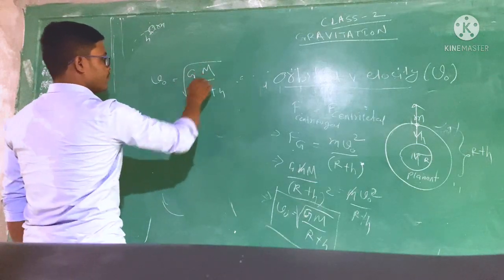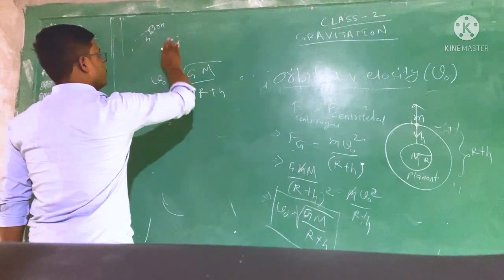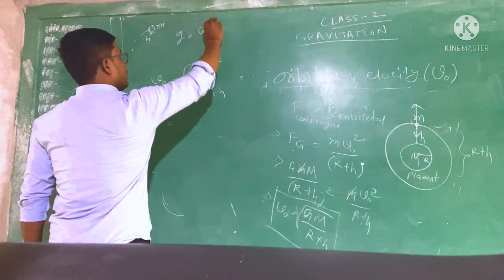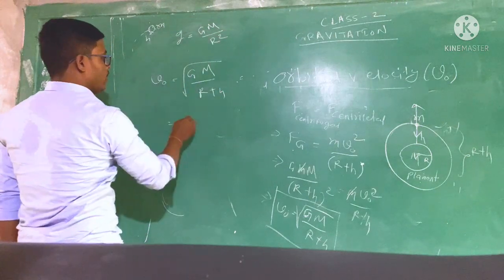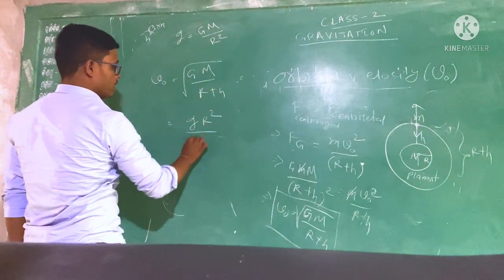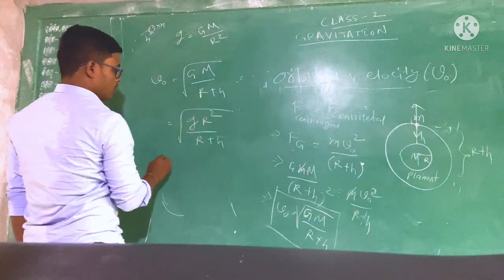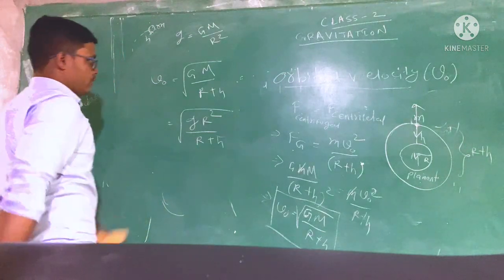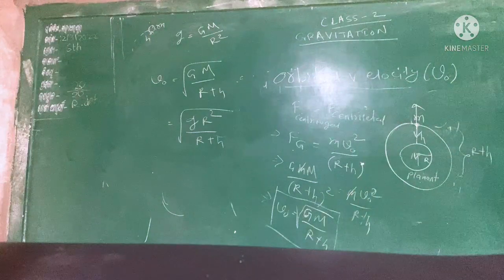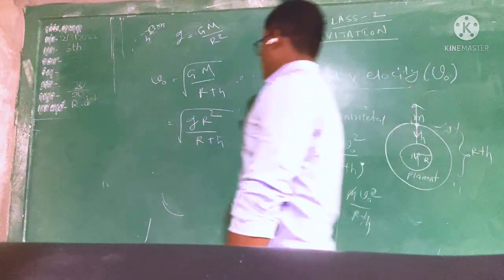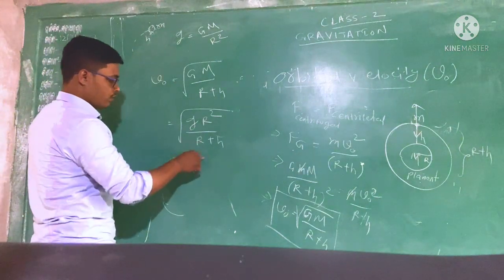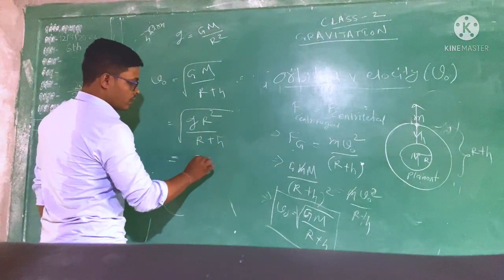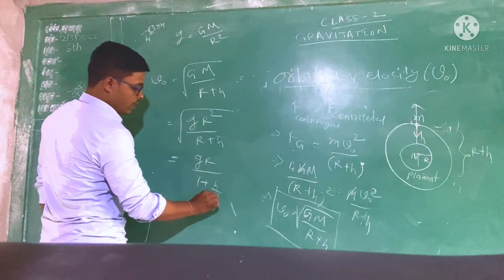Okay, so what is GM? We know that g equals GM by r square. So GM equals g r square, and v0 equals root over g r square divided by r plus h. So we can also write it as gr. Okay, that will be root over GM by r plus h. We can divide by r to the denominator, so that will be root over 1 plus h by r.